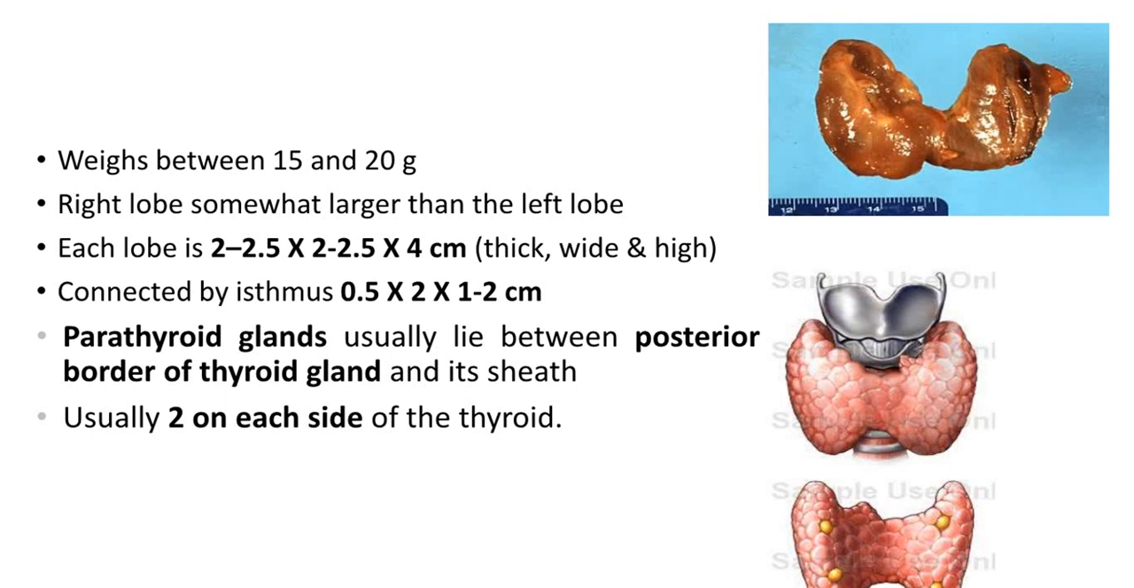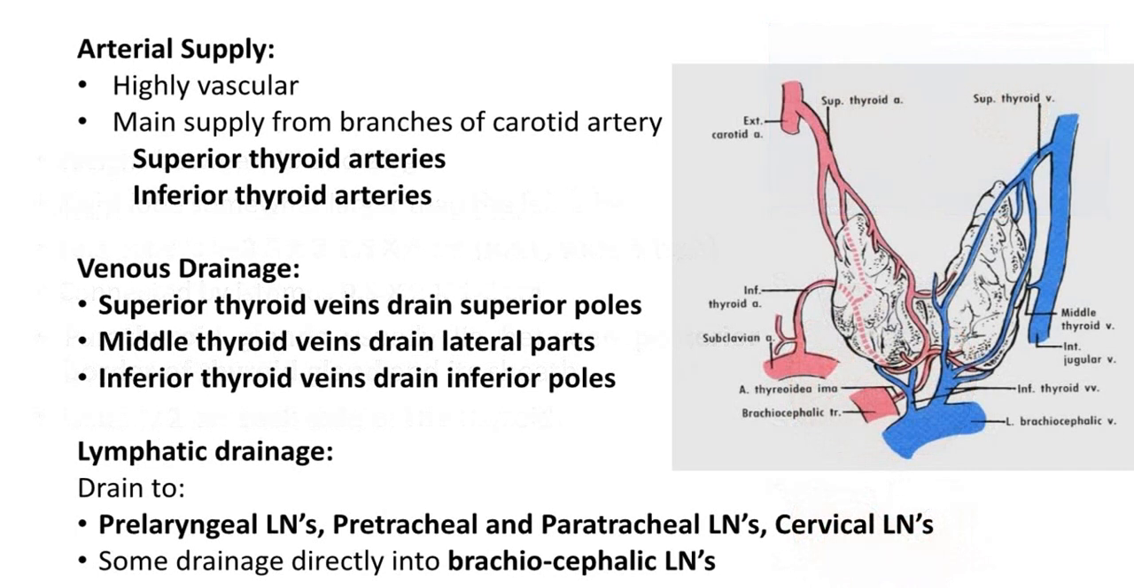Parathyroid glands lie on the posterior side of the thyroid gland, and there are two on each side, upper and lower parathyroid gland. As far as the arterial supply is concerned, it is from the superior thyroid artery and inferior thyroid artery. Superior is from the external carotid, while inferior thyroid is from the subclavian.